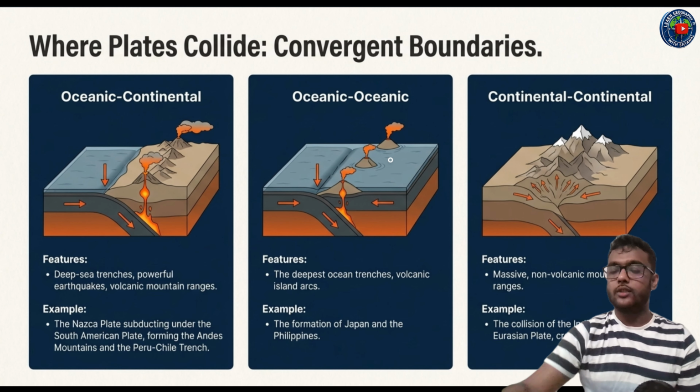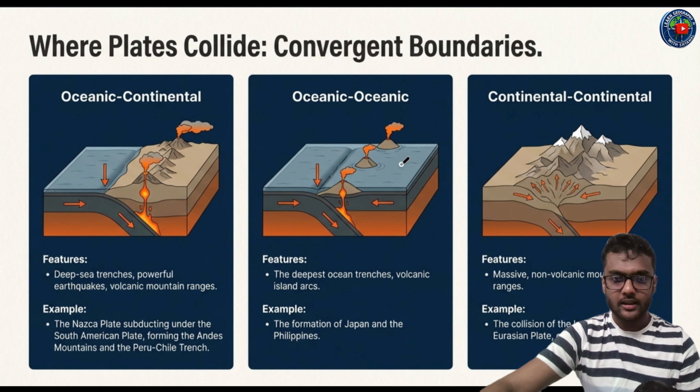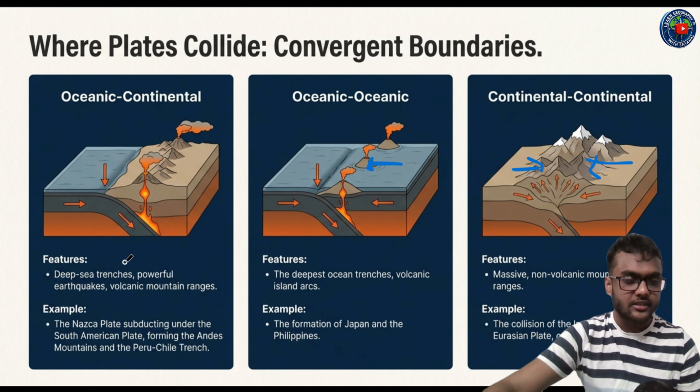Then at convergent boundaries, a convergent boundary may be oceanic-continental, oceanic-oceanic, or continental-continental. That means one oceanic plate and one continental plate, or one oceanic plate and another oceanic plate, or one continental plate and another continental plate. If an oceanic and a continental plate converge, then deep sea trenches, powerful earthquakes, and volcanic mountain ranges may occur.